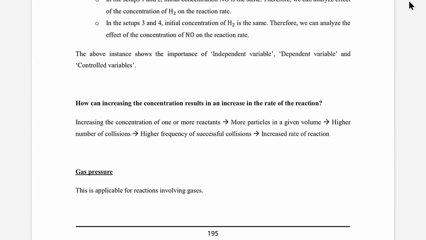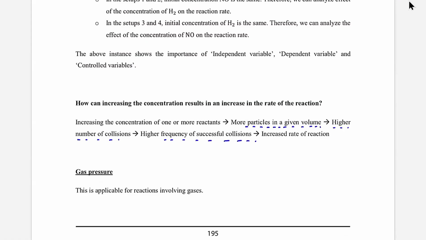How can increasing the concentration result in increasing the rate of reaction? This process you have to write in the exam. Increasing the concentration of one or more reactants leads to more particles in a given volume. More particles means a higher number of collisions. Then with a higher number of collisions, there is a higher frequency, or a higher number of successful collisions.